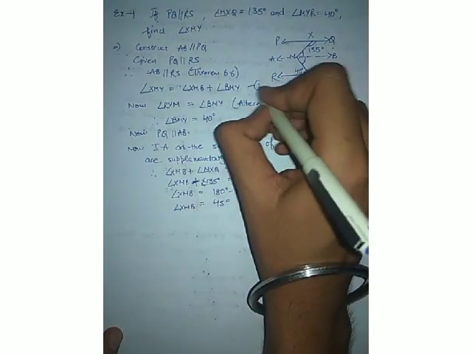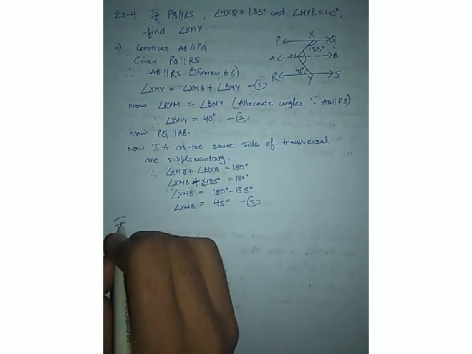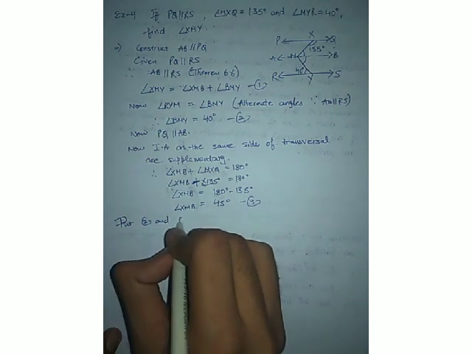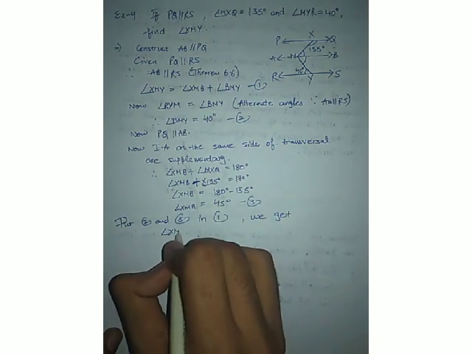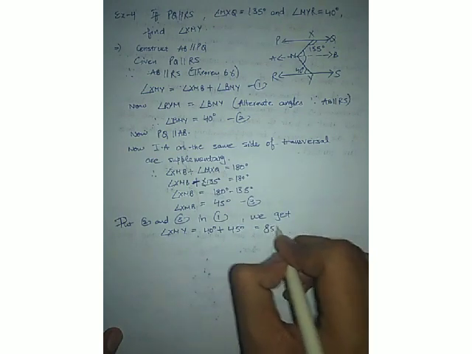Now substitute the values in equation 1. From 2 and 3 substitute in 1. Put 2 and 3 in 1, then you will get angle XMY is equal to 40 plus 45 degree, which is equal to 85 degree.